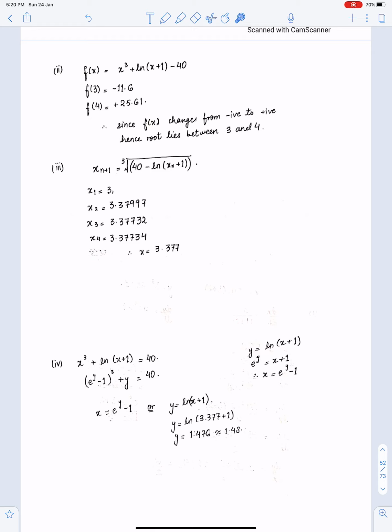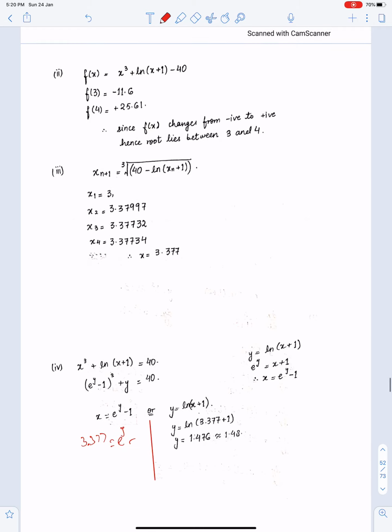I mean, y is ln x plus 1, you have two options. Either you can solve this equation by writing 3.377 here, or you can solve this equation, this one, y is ln x plus 1. So you have two options. Either compare x with this and solve this equation for y, or compare y with ln x plus 1. This is a simple option, a better option. If you solve this equation, you will get the same value of y. So you can solve any one. This is a better option.